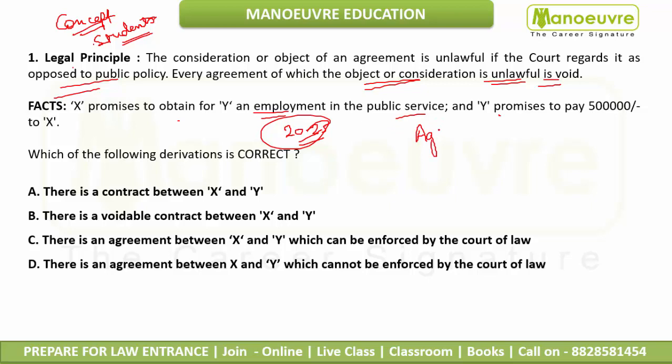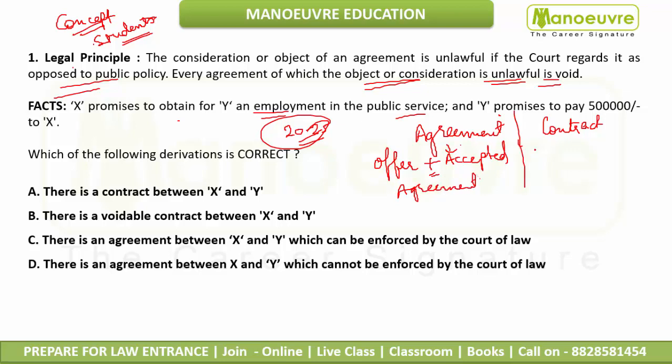What is the difference between an agreement and a contract? Guys, this is a very important topic for you. Agreement is nothing but when an offer is made and when it is accepted, it becomes an agreement. Correct? But what is a contract? There is an offer, there is an acceptance, correct? So there is an agreement. But for an agreement to come into the category of contract, it has to be legally enforceable. It has to be legally enforceable, guys.